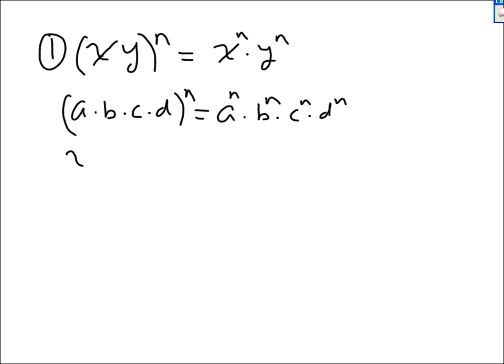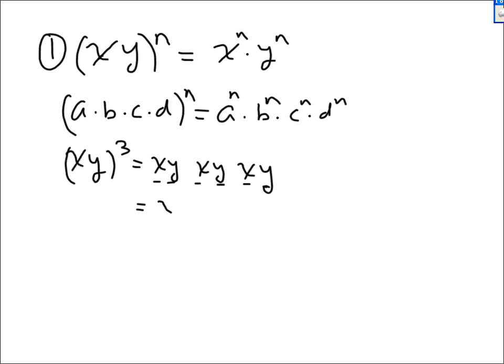The reason why this is true, we'll look at this example. If you have xy cubed, well, that means xy times xy times xy. So we're multiplying 6 things. And the order you multiply is up to you. You can multiply the x's first, and then multiply the y's last, and then you'll get x cubed times y cubed.